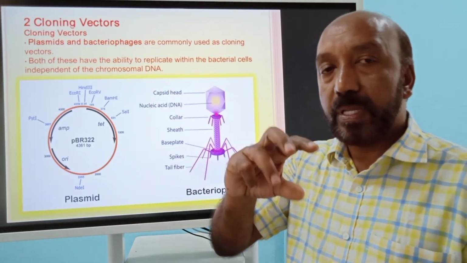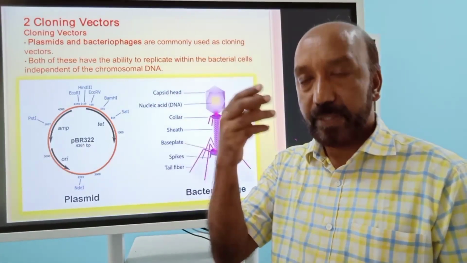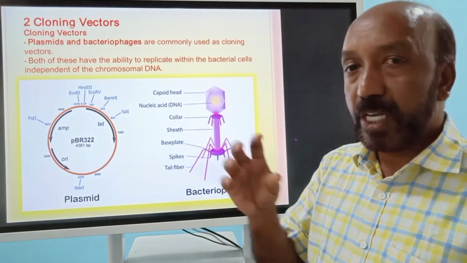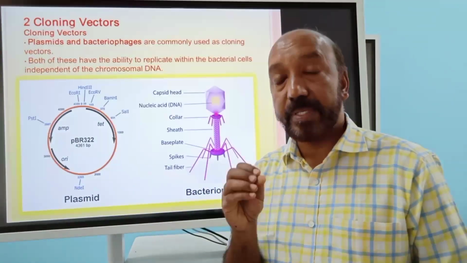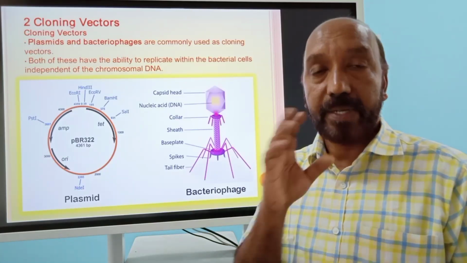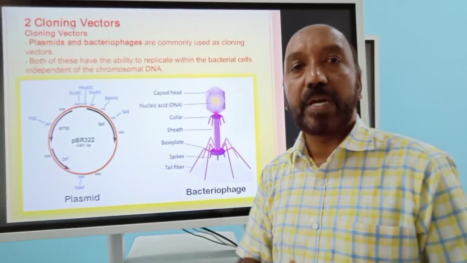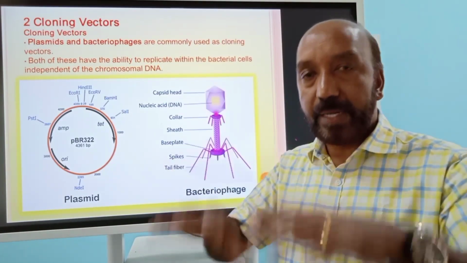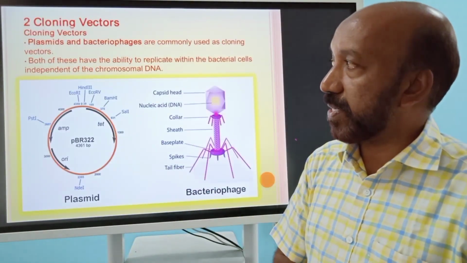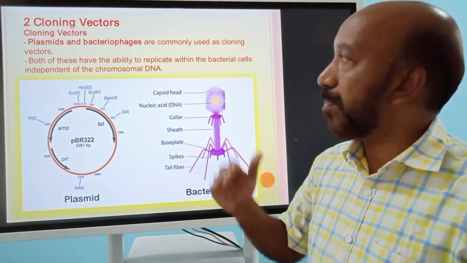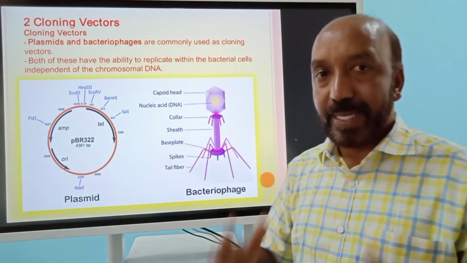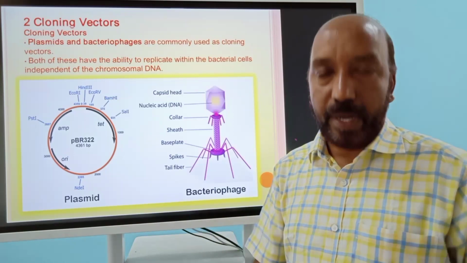Generally, based on the number of copies produced, we take the plasmid. Plasmids are the extrachromosomal rings seen in prokaryotes, or bacteria. At the same time, bacteriophages, the viral genome, are also taken for this purpose by inactivating the other parts in the case of bacteriophages. Both of them have the ability to replicate within the host cell in large numbers.